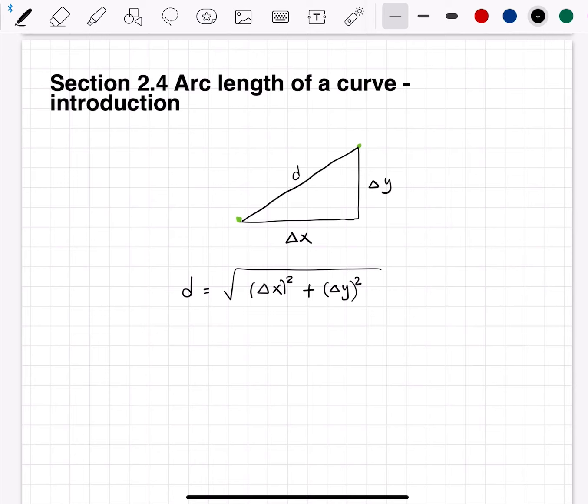Now we want to use this concept to find the length of a curve. Imagine that this is not just 2 points. These 2 points are coming from a piece of an arc. Then I cannot really find the actual length of this purple curve, but I can use this straight black line to approximate the distance of this purple arc length.